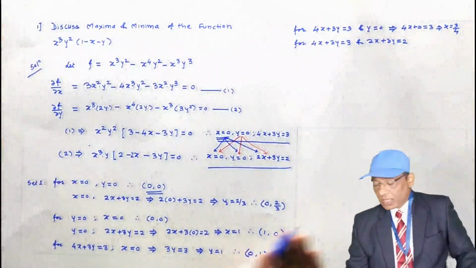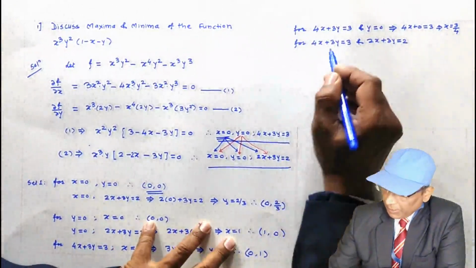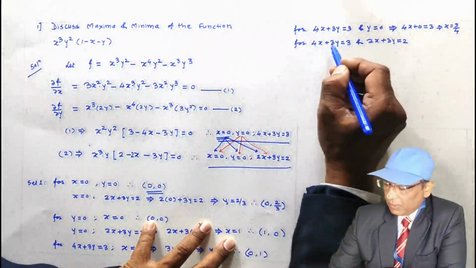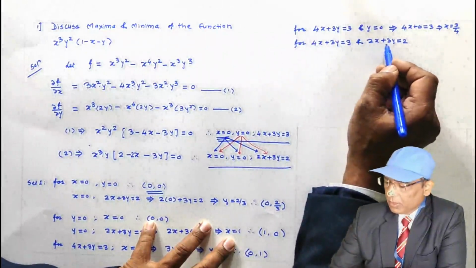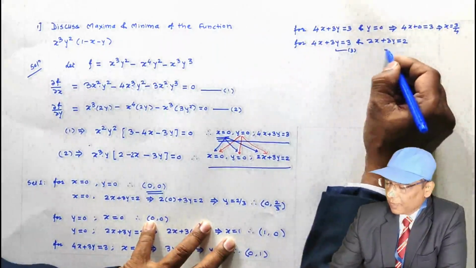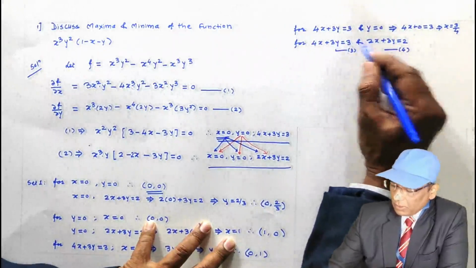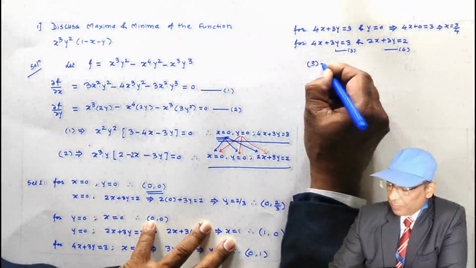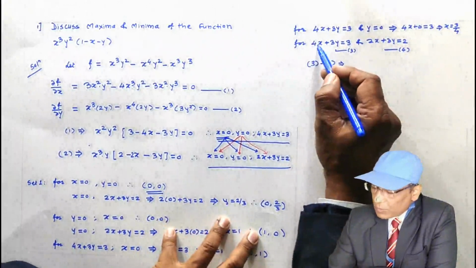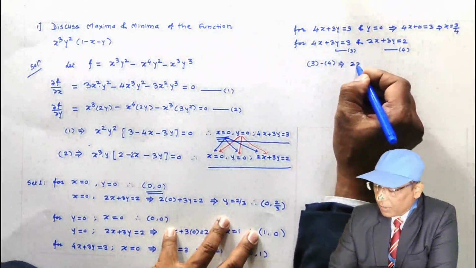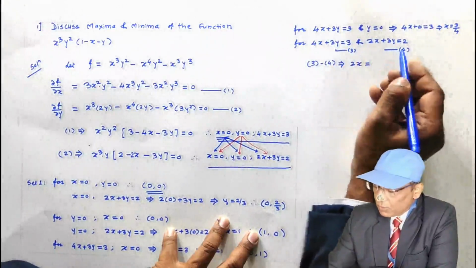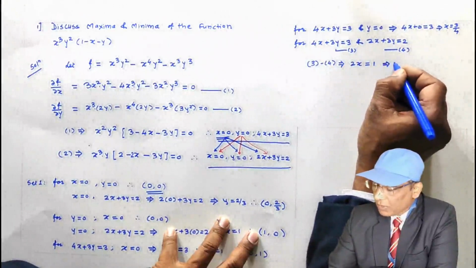So these two equations are simultaneous equations and simultaneously we are going to solve. You can solve by your way. Here 4x plus 3y equal to 3, here 2x plus 3y equal to 2. So this is equation 3 and equation 4. The 3y is common. Equation 3 minus equation 4, writing directly: 4x minus 2x is 2x, 3y minus 3y is 0 and 3 minus 2 is 1. This implies 2x equal to 1.